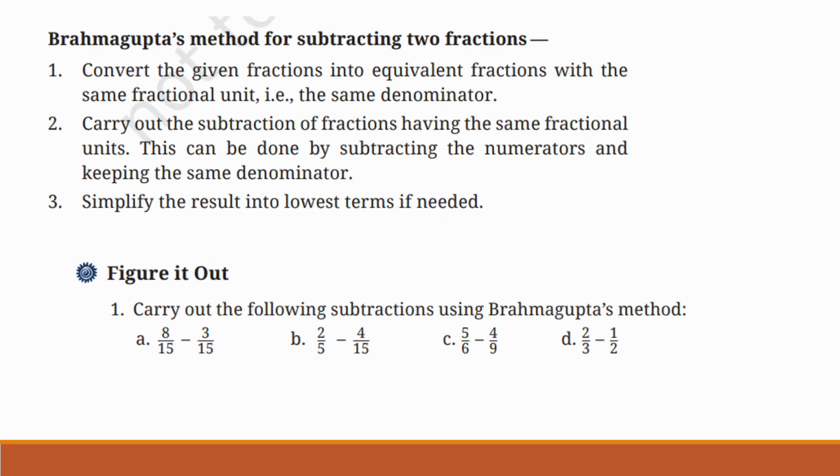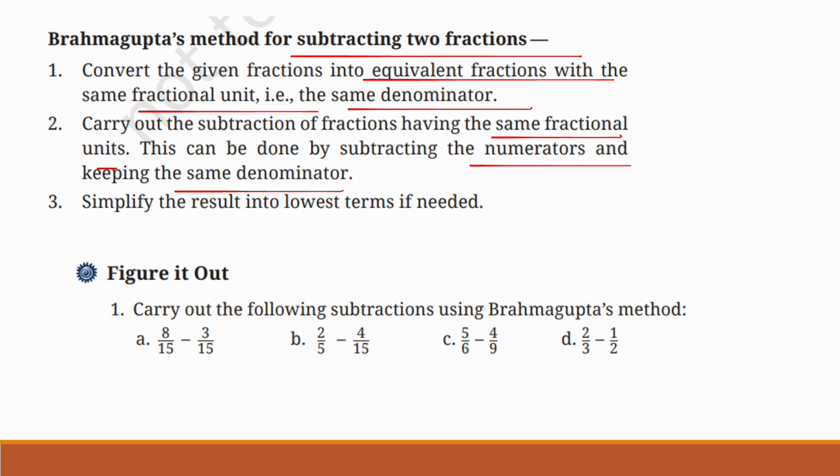Brahmagupta's method for subtracting two fractions. Convert the given fractions into equivalent fractions with the same fractional unit, that is the same denominator. Carry out the subtraction of fractions having the same fractional units. This can be done by subtracting the numerators and keeping the same denominator. Simplify the result into lowest terms if needed. We will see some problems.